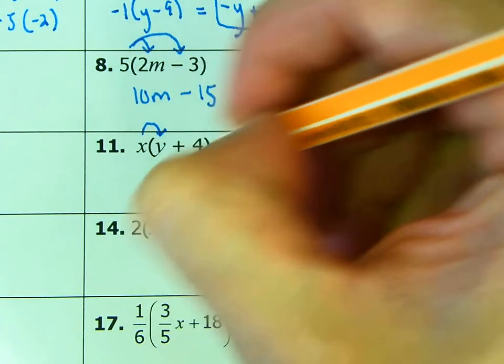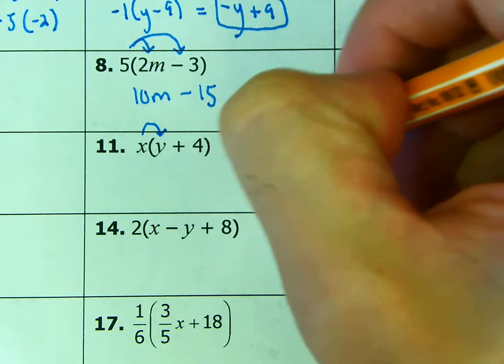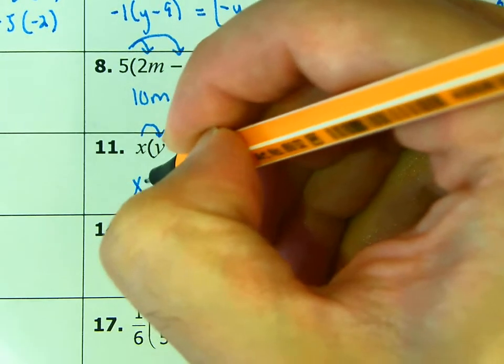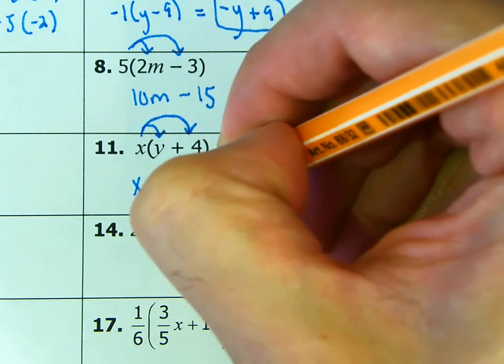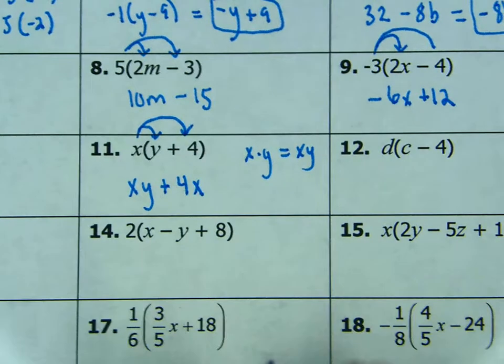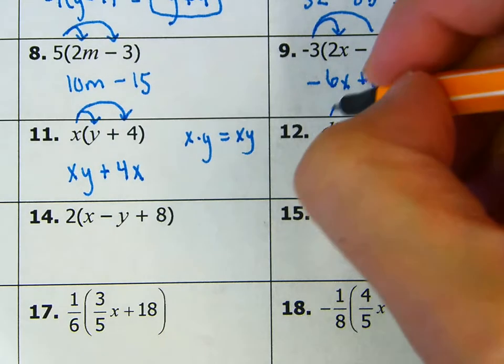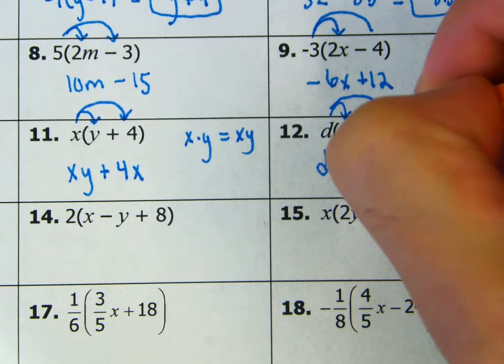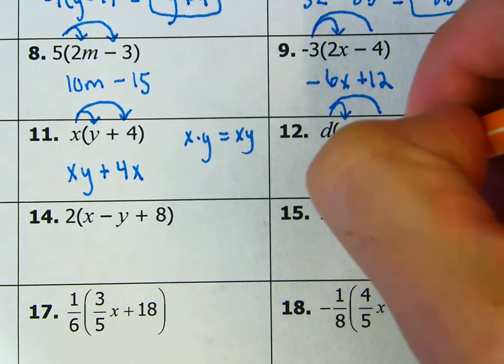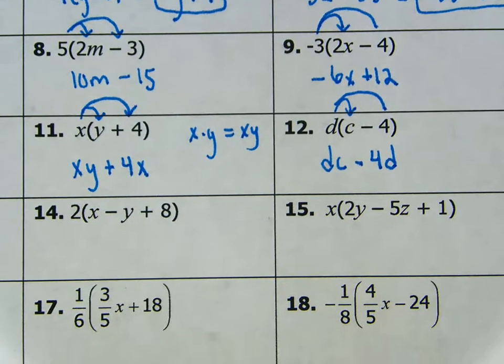x times y is just xy. And x times 4 is just 4x. Okay. Next one. d times c is dc. d times negative 4 is negative 4d. Okay.